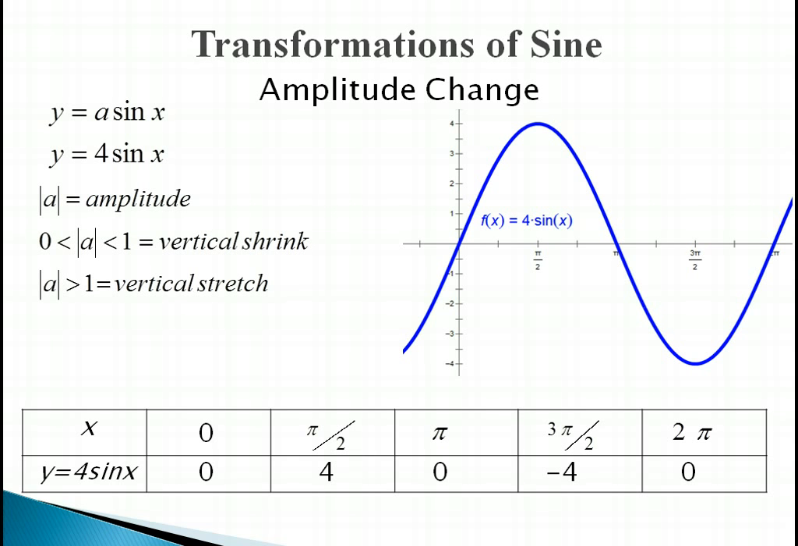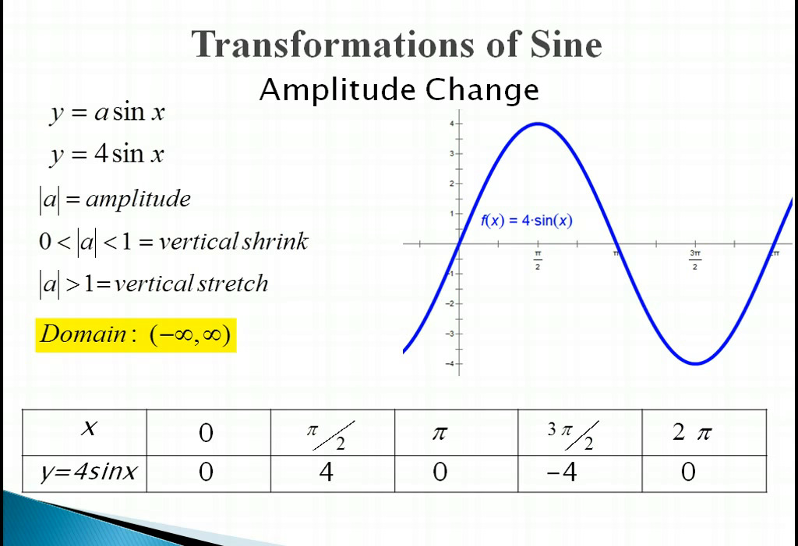Okay, so looking at your graph and thinking about what it looked like before, before our amplitude went from -1 to 1, our height went from -1 to 1, and our amplitude was 1. In this case, our lowest point is at -4, and our highest point is at +4. So that distance is 8, half that distance is 4, so your amplitude is 4 in this case. So it's causing a vertical stretch of your graph.